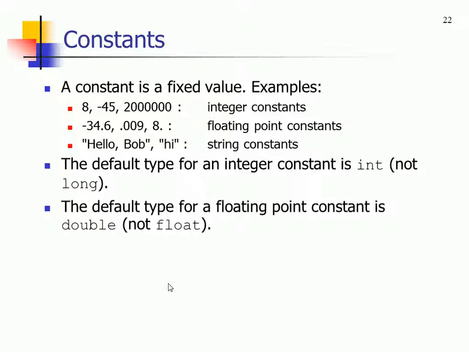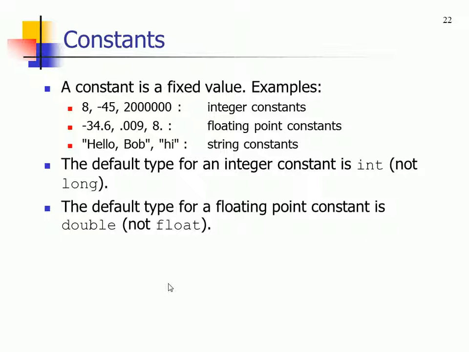Now let's talk about constants. Constants are things that never change. The number 8, is that a constant? Sure. The number 8 was 8 yesterday, it was 8 this morning, it's still 8 now. The number 8 will never change. Negative 45 will never change. 200,000 will never change. Numbers are constants. They don't change.